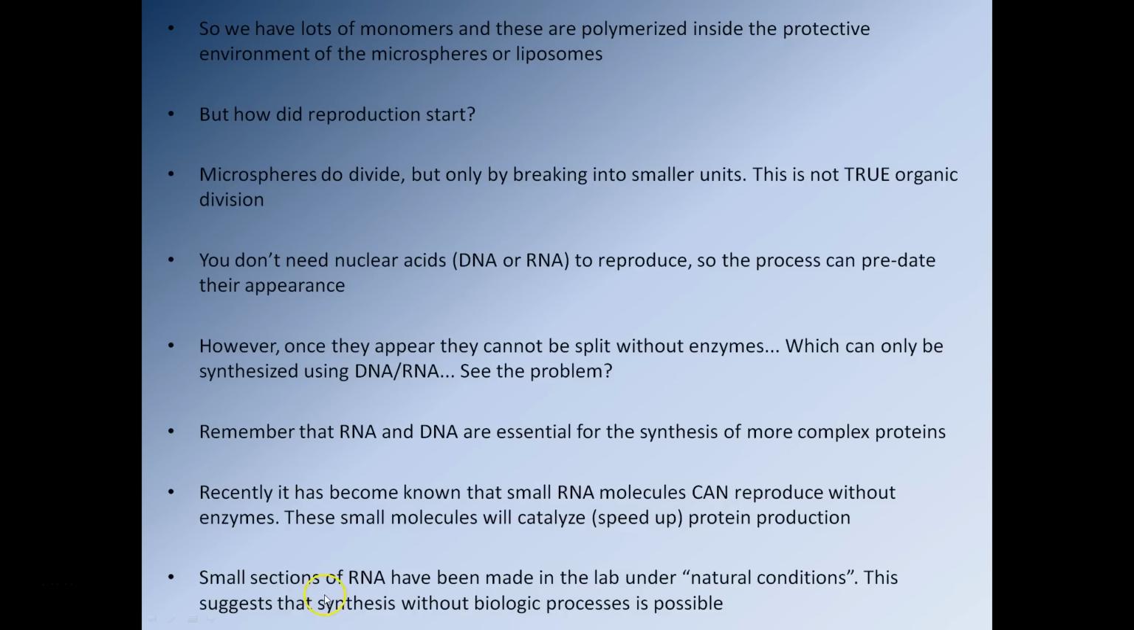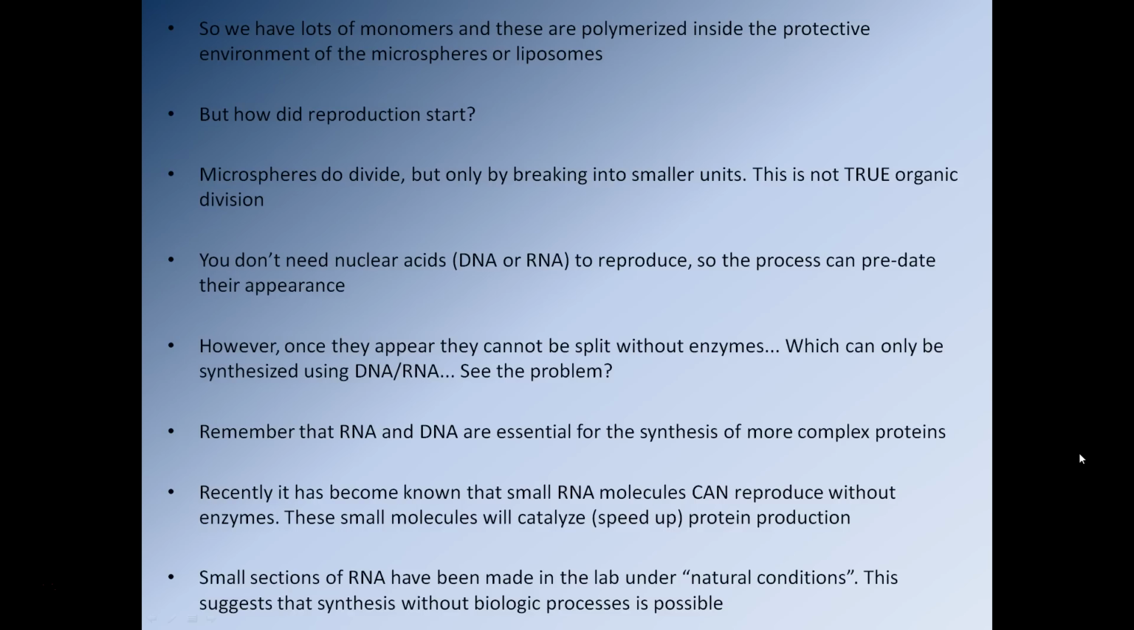So, as I said, small sections of RNA can be made in the lab under natural conditions. Now remember, these are lab conditions, so they are controlled a lot more than natural conditions would be, but they are approximations of natural conditions. And this would suggest that the formation of RNA through synthesis that is not biologic is possible. Okay, so we can make these small pieces of RNA without biologic processes. We can make them through non-biologic processes. Okay, and so all of a sudden we have very small pieces of RNA.